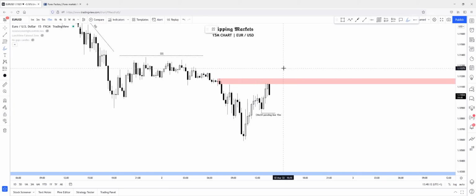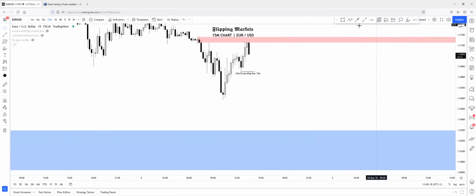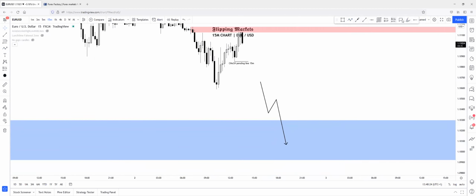For a reaction, I mean, there could be two possible reactions on the supply or demand zone. Let's say price is coming down and taps this demand zone. That's the exact moment when I'm saying that we should wait for a reaction. What could be a reaction? The first possible scenario is the change of character to the upside. That could be a reaction. If price changes character, this is our first reaction.